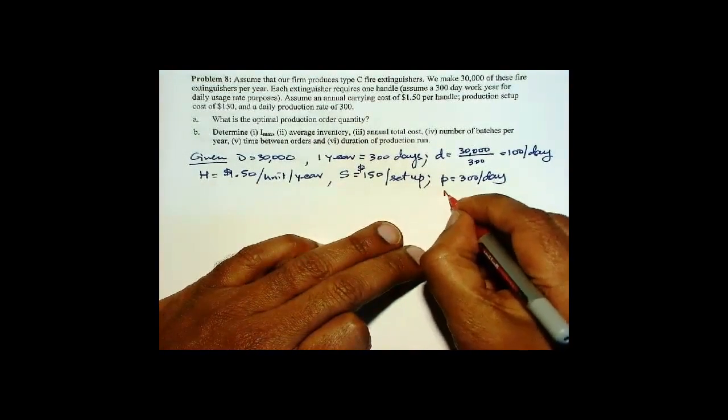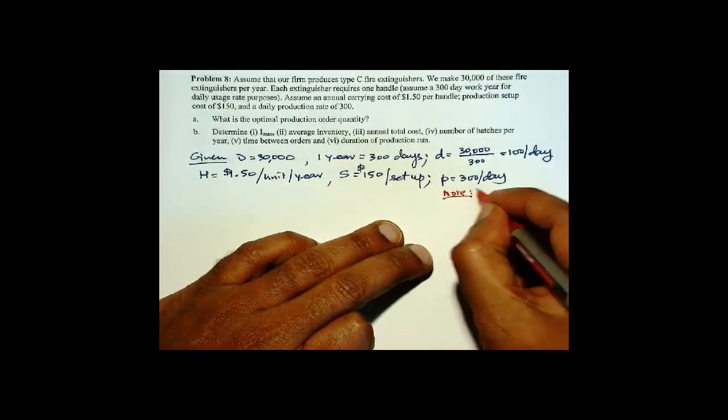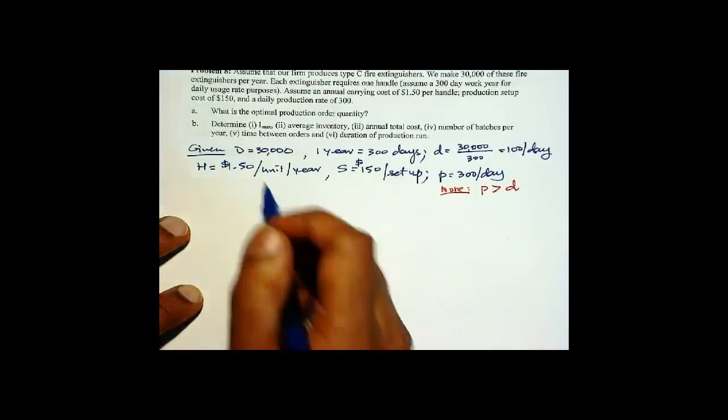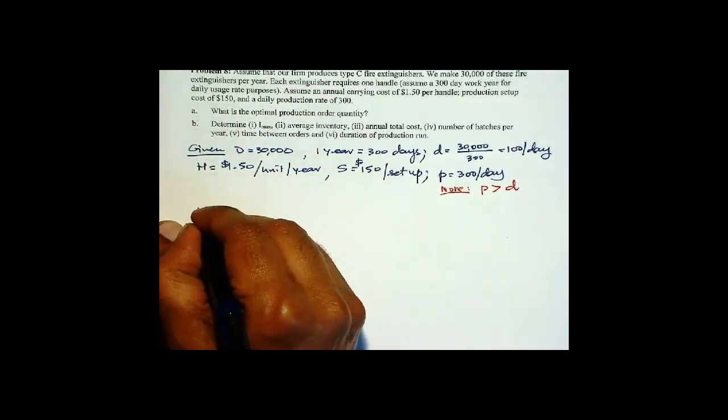So here let's make sure to note P is greater than D. That must be true for POQ to work. So the first question is, what is the optimum production quantity?